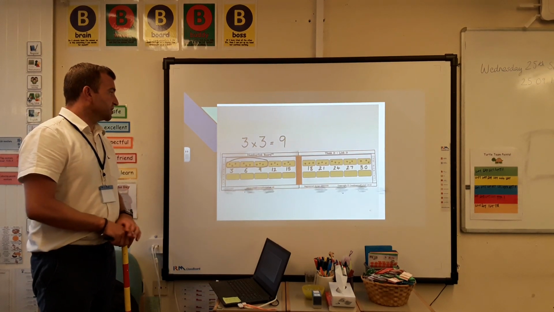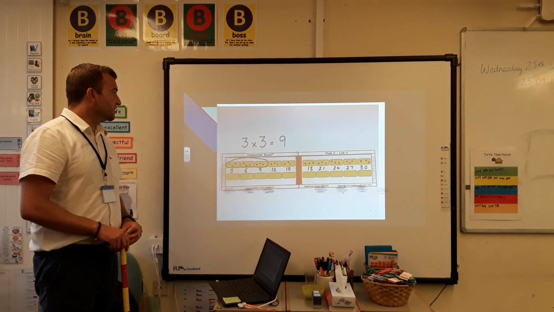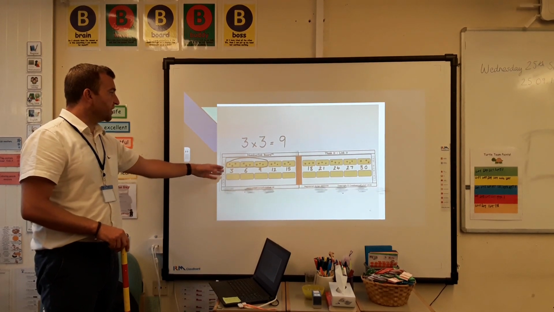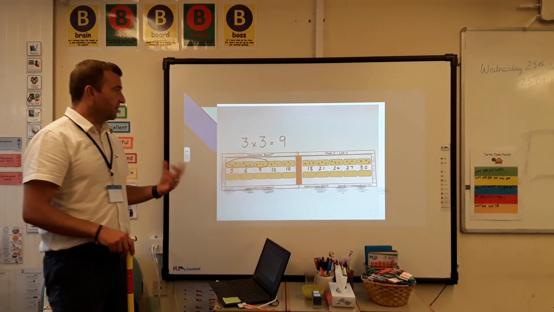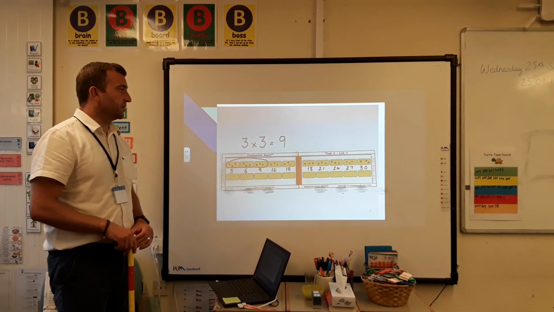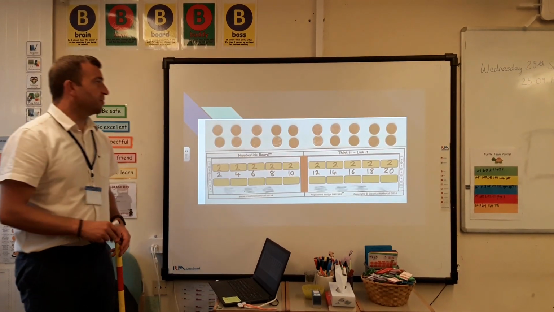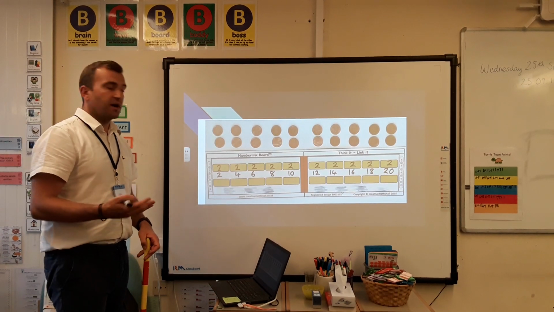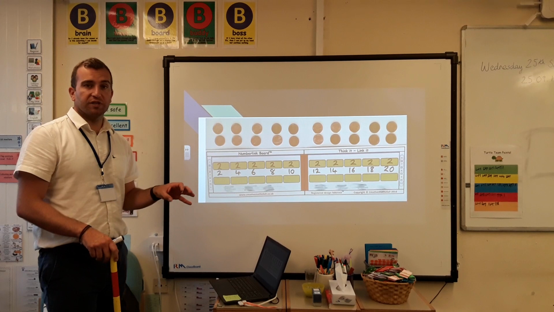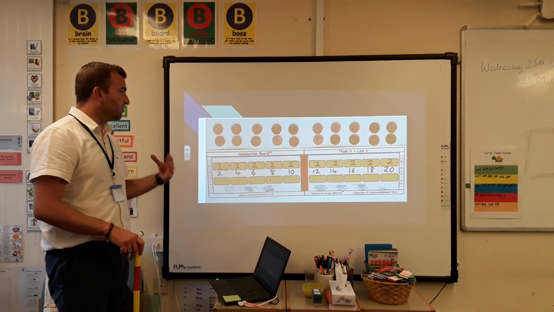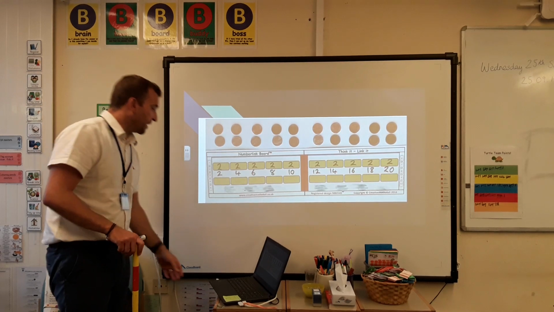So for example, drawing visuals, so the use of arrays here. So the children having groups of 3, if they've got 3 groups of 3, how many have they got altogether? So we're bringing in and recapping the visual element of it as well. And also applying it with physical apparatus, so linking this to money, so having groups, so the children can do it using concrete apparatus, they can represent it visually, and then it can help them build on to use their abstract as well.